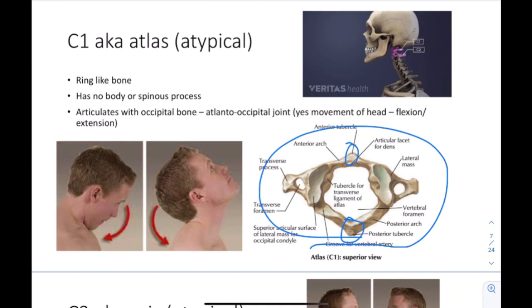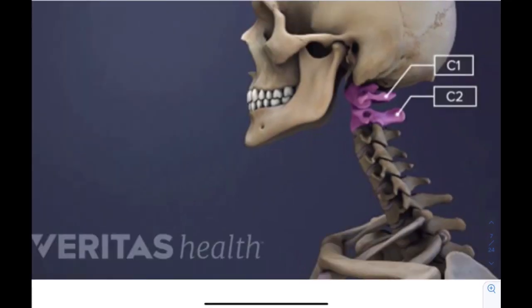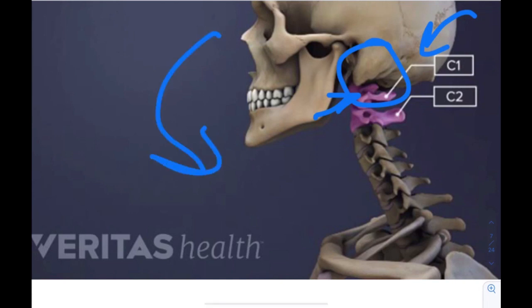It doesn't have a spinous process. So it articulates with the occipital bone at the atlanto-occipital joint. So right here, you can see this is the occipital bone, and this is the atlas or C1. They form a joint over here called the atlanto-occipital joint, and this joint permits flexion and extension. Yes and no movement.